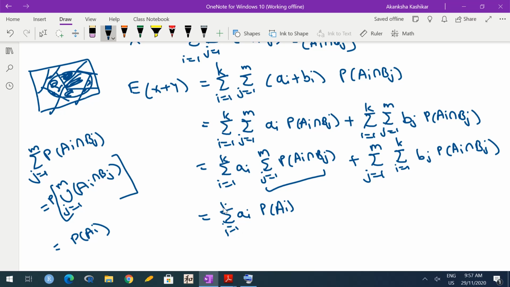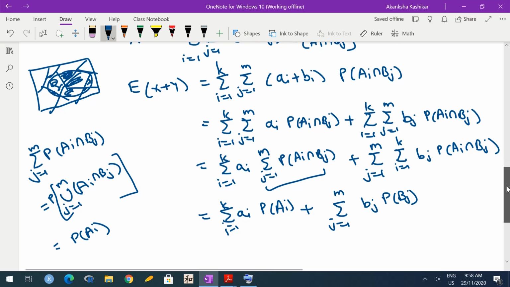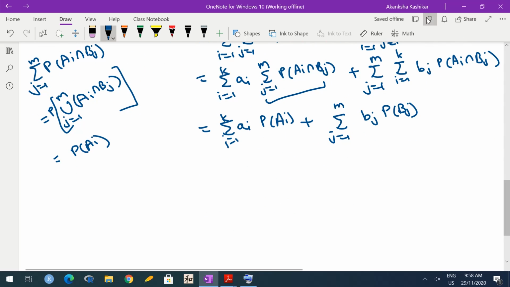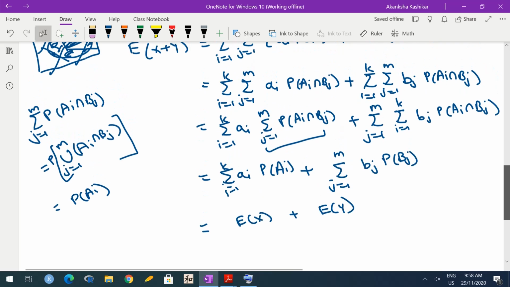I going from 1 to k, plus the sum over j going from 1 to m. Now here again I can take bj outside, so I will be left with the sum over i going from 1 to k of probability of Ai intersection Bj. So by using exactly a similar argument, this would become probability of Bj, because the sum is taken over Ai's. So all Ai's make the entire omega, and this is nothing but what we want. So this is expectation of x, and this is expectation of y. So we have proved the first property, that expectation of x plus y is expected x plus expected y.